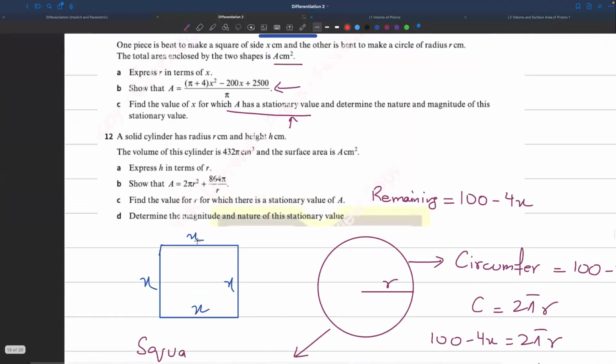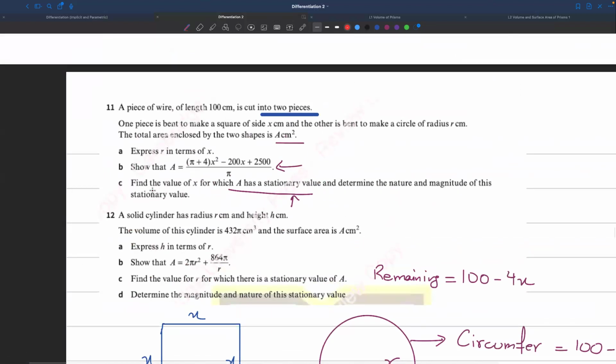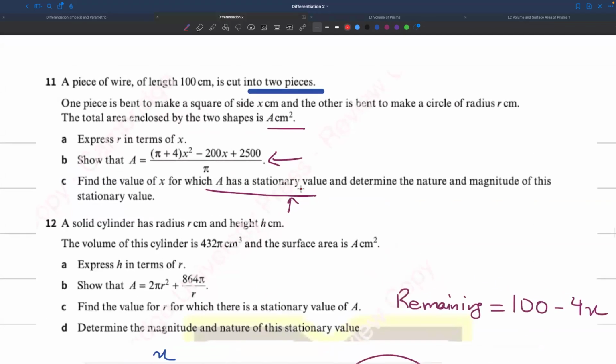Now, there are two ways that they ask you the question. First, they'll ask you to find the value of x for which a has a stationary value. They didn't ask for the a value. Sometimes it says, find the value of a for which it has a stationary value, or which it has a minimum or a maximum point. And then in the next part, it says determine the nature.